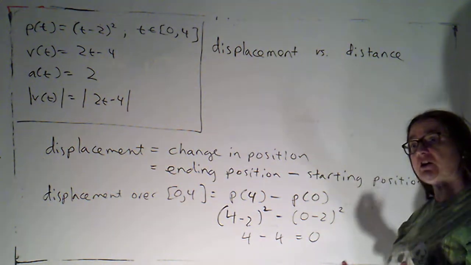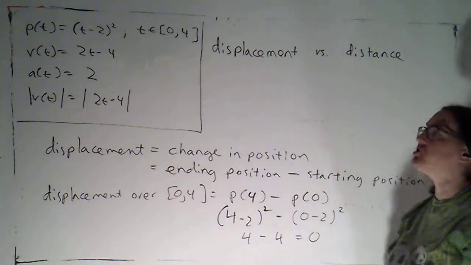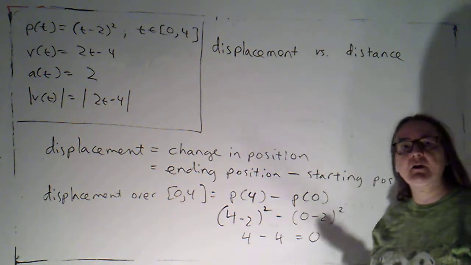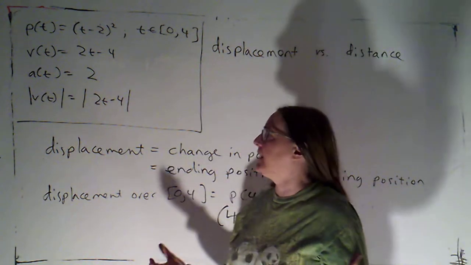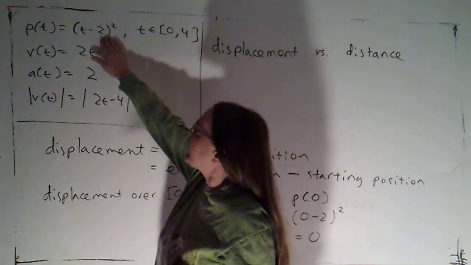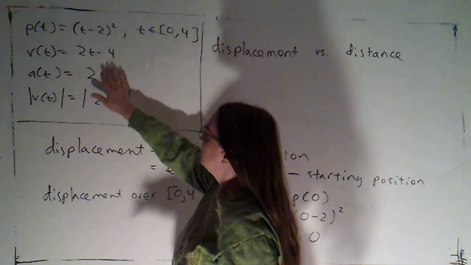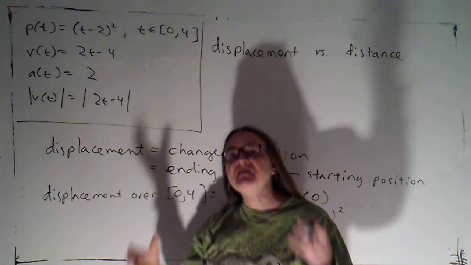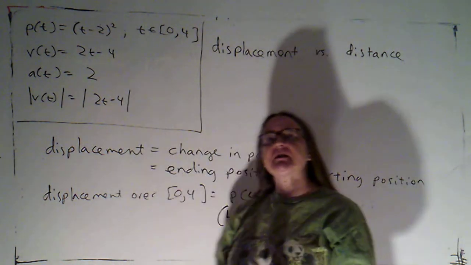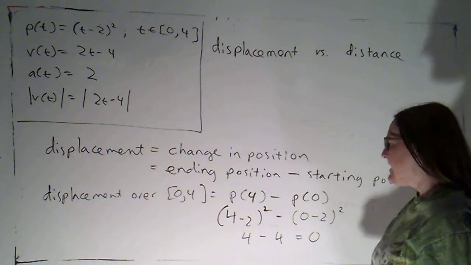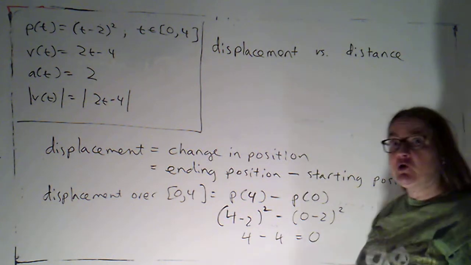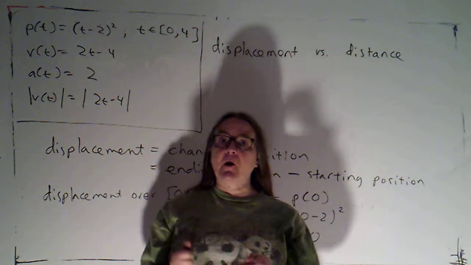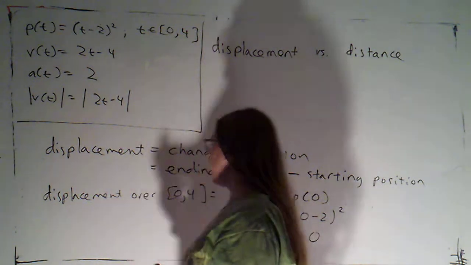The position overall did not change. Now, clearly that does not mean that the particle wasn't moving, okay? Because this was not a constant function. The velocity was not constant at 0. The particle was moving. With the displacement being 0, that doesn't mean that the particle didn't move. That just means that the particle returned to where it started.